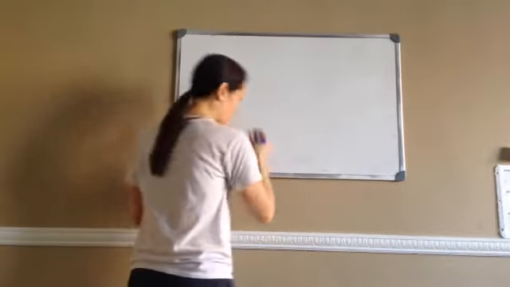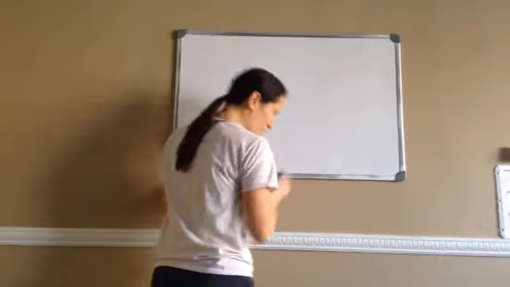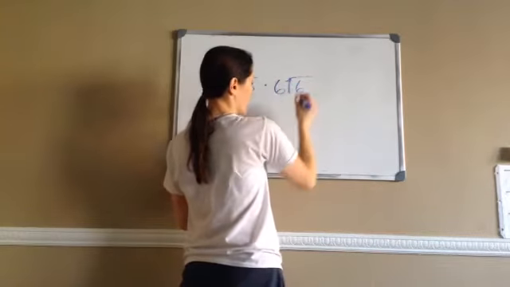The next one gets a little bit harder. So now I have 4 square root of 3 times 6 square root of 6. The best way to do this is to first do 4 times 6, which is 24. And then let's do this one: the square root of 3 times the square root of 6 is the square root of 18.